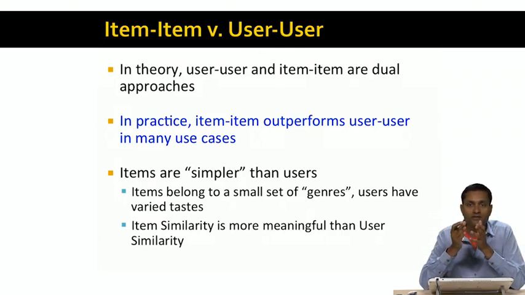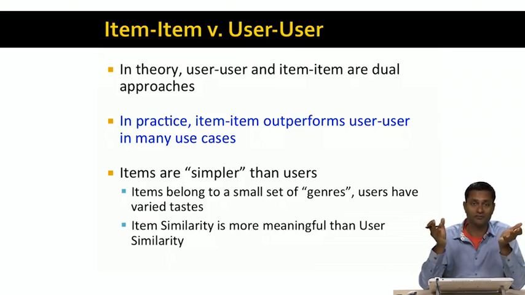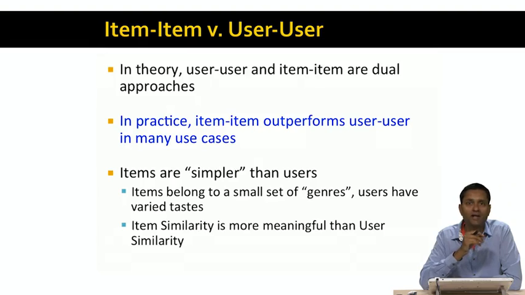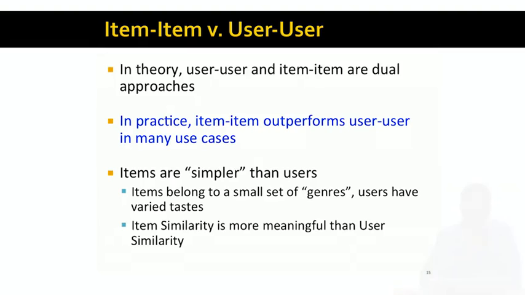So the same user might like, for example, Baroque classical music and acid rock. And these two are very different genres, but the same user might actually like both. But it's very rare that an item would actually belong to both these genres of music. And therefore, the notion of item similarity is inherently more meaningful than the notion of user similarity. And that's why item-to-item collaborative filtering works much better than user-to-user collaborative filtering for most use cases.